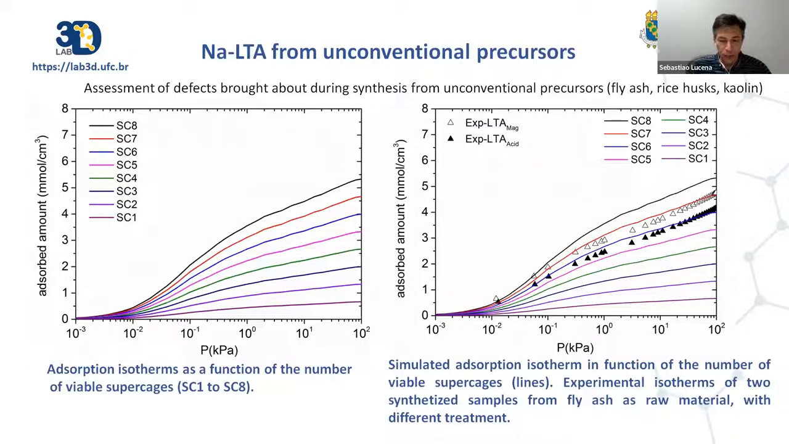Here we present a practical application of the methodology to identify the degree of functional supercages existing in a sample synthesized from an unconventional precursor.